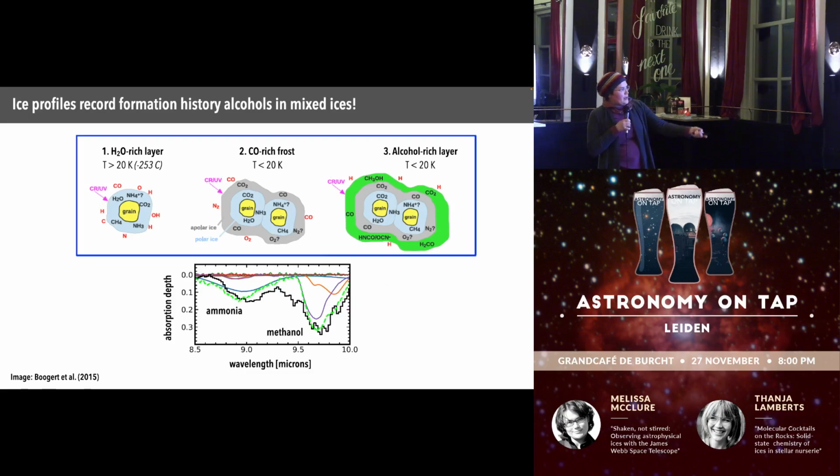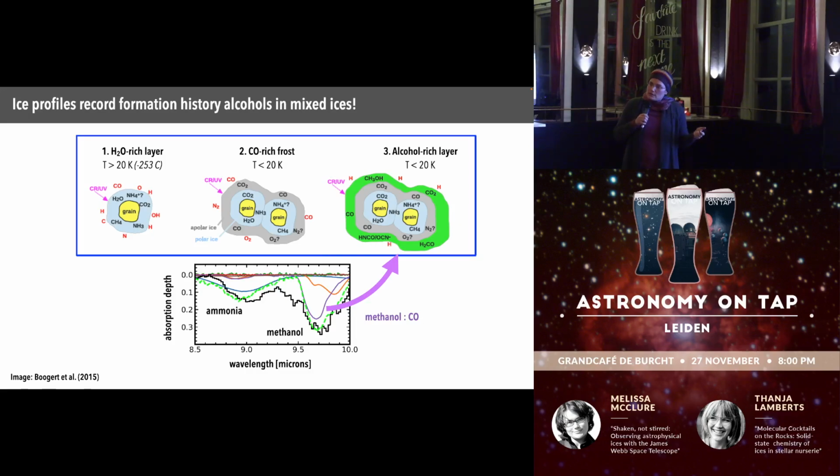Okay, so you can see this is an ammonia feature here, this dip. And then this dip over here is the alcohol methanol band. And there are two different components in this band. And one of the components, the one here in purple, is the methanol that formed in the way that Tanya just described in her talk, by adding hydrogen atoms on top of this carbon monoxide until you form something that's much more complex. And that was what we expected to see.